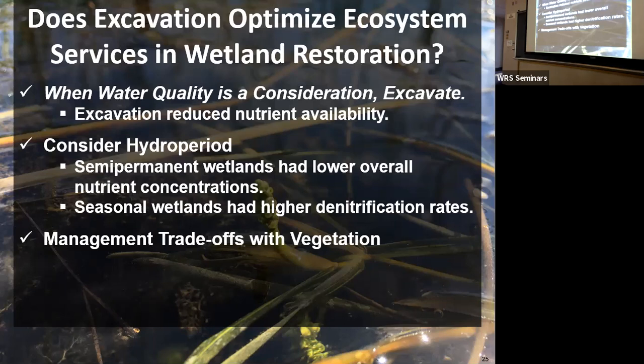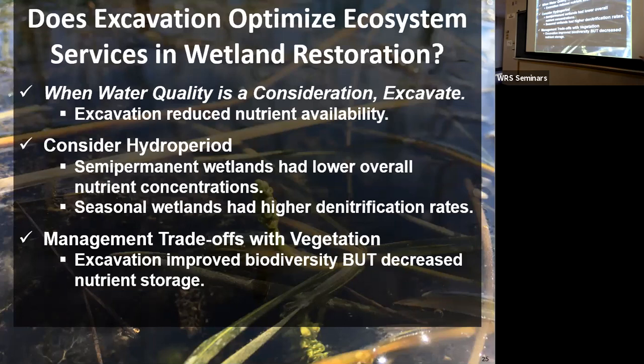Okay, there's also management trade-offs, and that's particularly true with regard to vegetation. So excavation definitely improves biodiversity initially, but it decreased the nutrient storage. Having said that, that nutrient storage recovered really quickly, and your biodiversity declined really quickly. So maybe we have an opportunity to consider harvesting as a management tool that could make us some money and help control invasive species, as well as relocating nutrients from the wetland basin elsewhere onto the landscape, where again, we're going to have longer residence time, and be able to basically meter the flow of these nutrients.